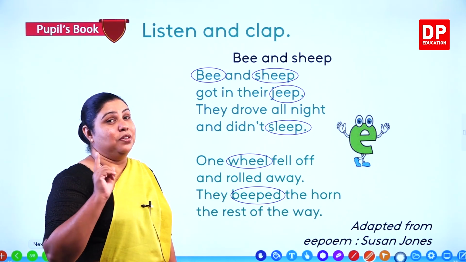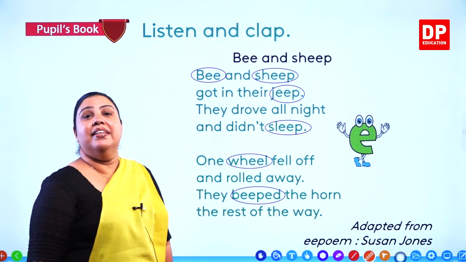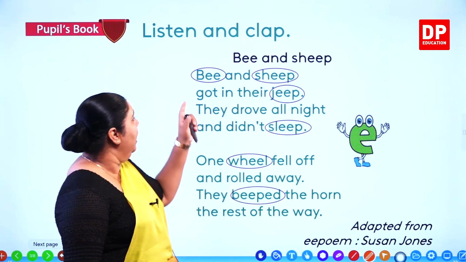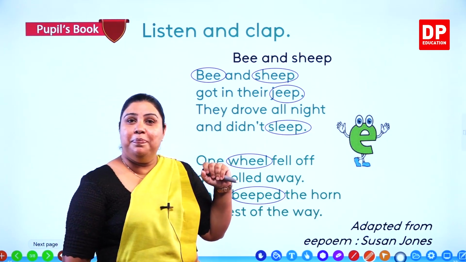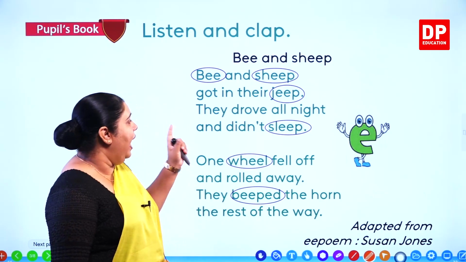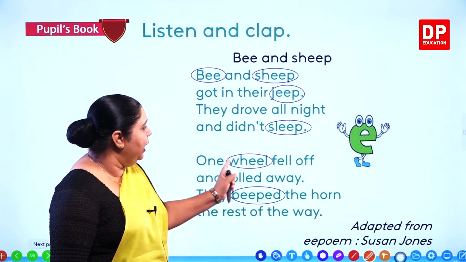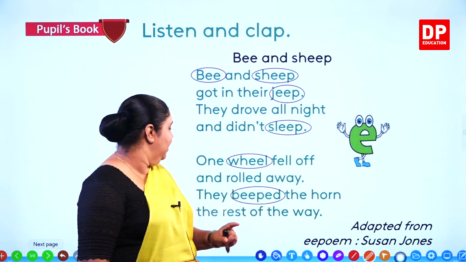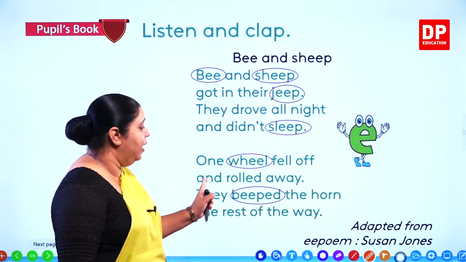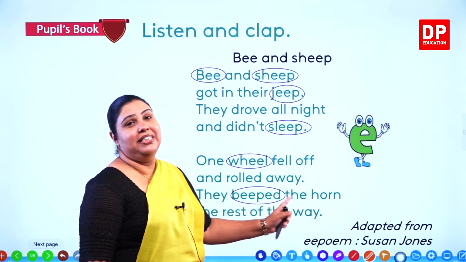Have a look at all the happy clouds words that we came across. Bee and the sheep. Bee and sheep got in their jeep. They drove all night and didn't sleep. One wheel fell off and rolled away. They beeped the horn the rest of the day.